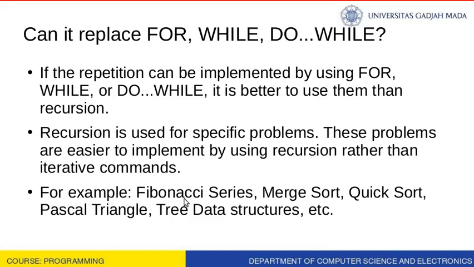For example, to represent Fibonacci series, it is better to use recursion. Or if we have to sort and we use merge sort algorithm, then it is better to represent by using recursion. Quick sort also, and then Pascal triangle, tree data structure, and so on.